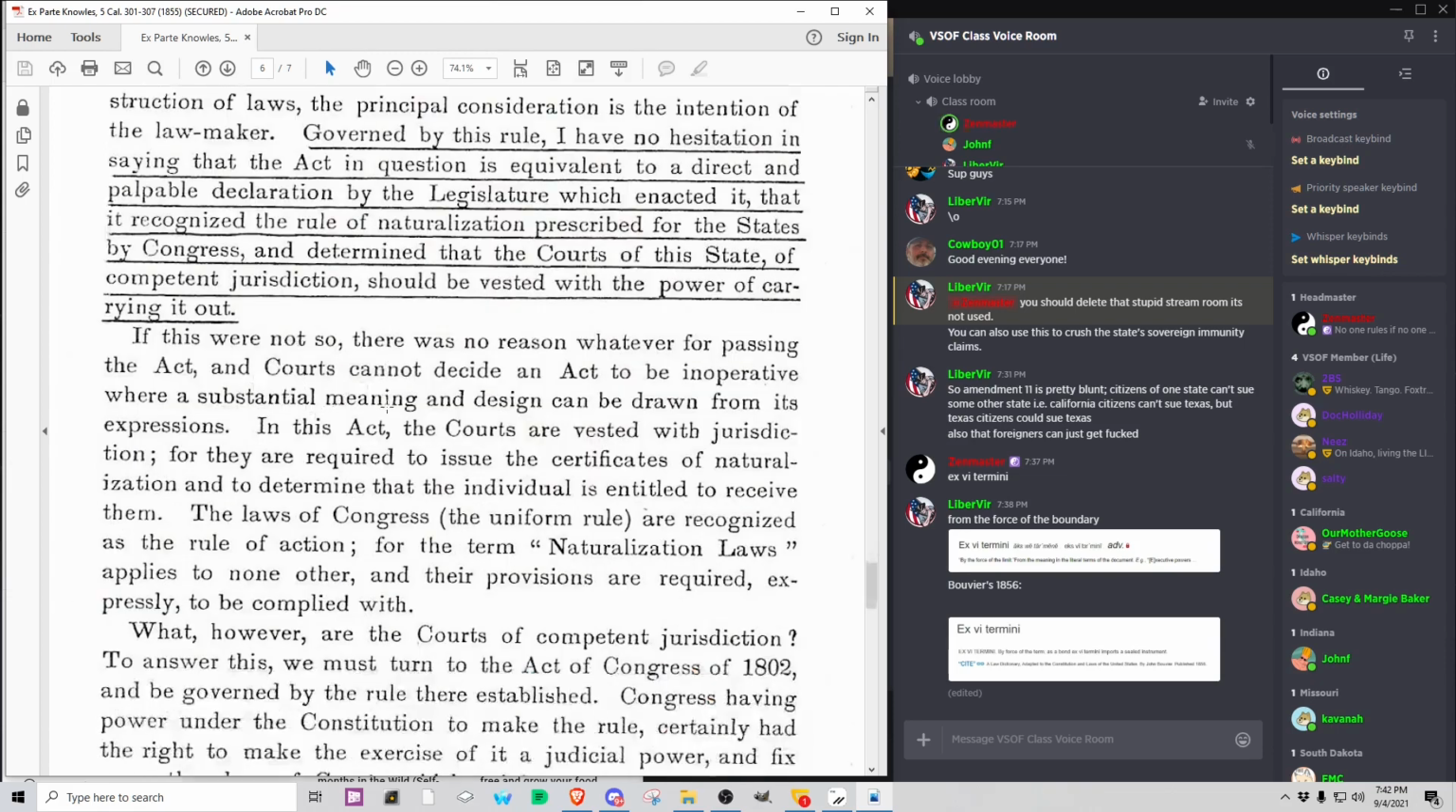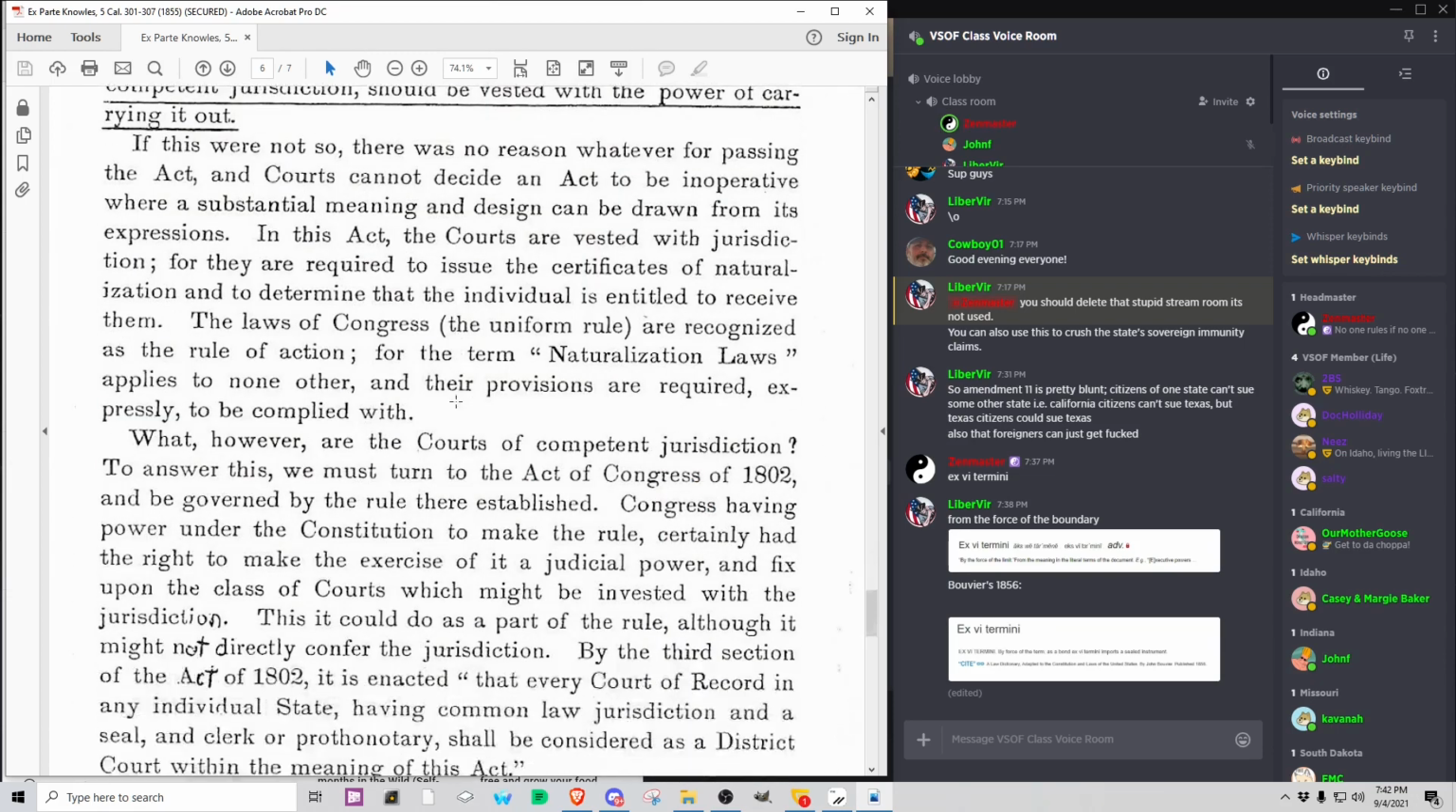Okay? If this were not so, there was no reason whatsoever for passing the act, and courts cannot decide an act to be inoperative where a substantial meaning and design can be drawn from its expressions. In this act, the courts are vested with jurisdiction, for they are required to issue the certificates of naturalization and to determine that the individual is entitled to receive them.